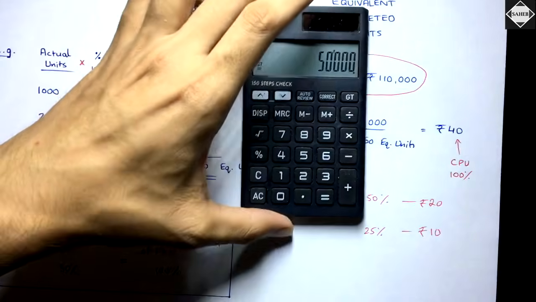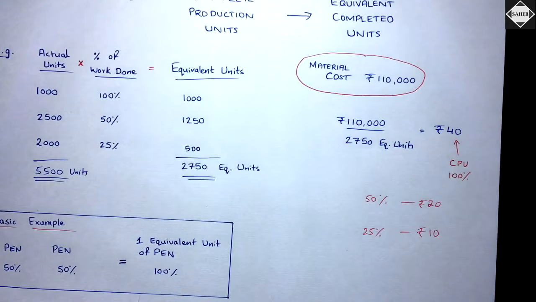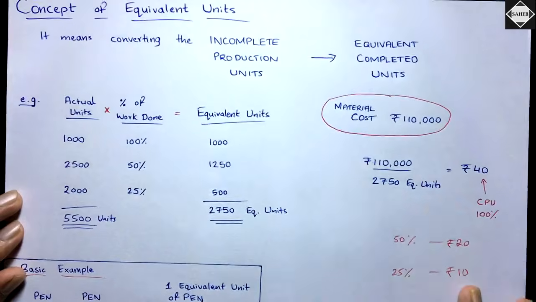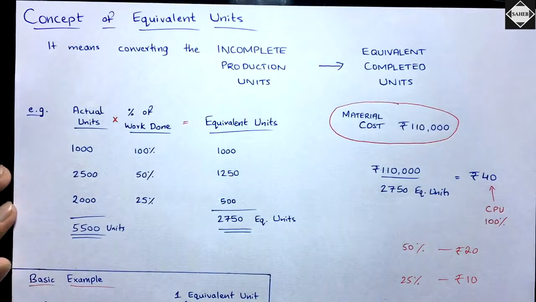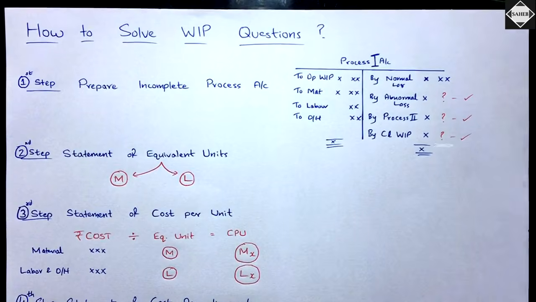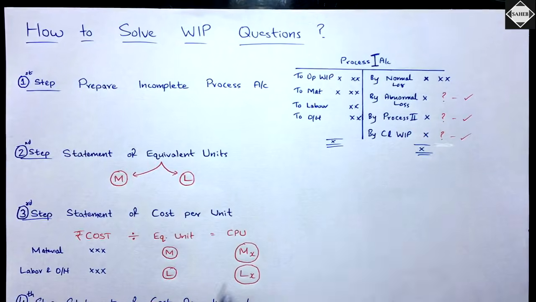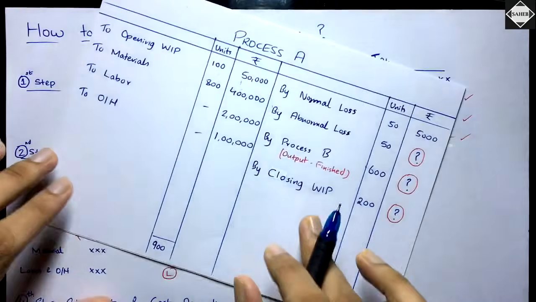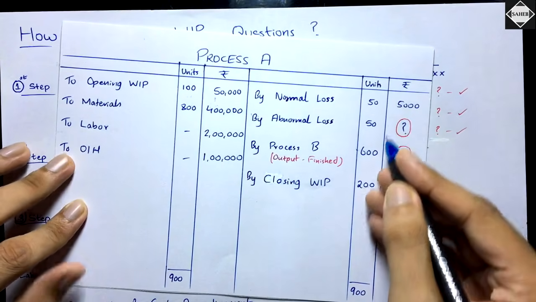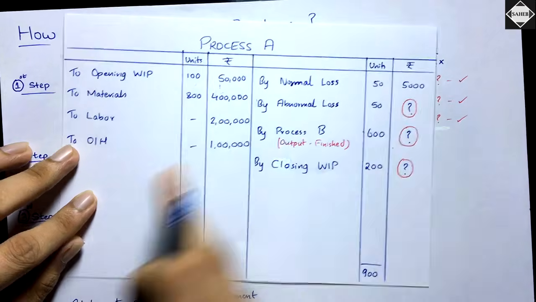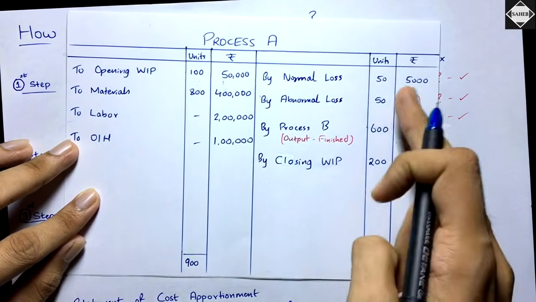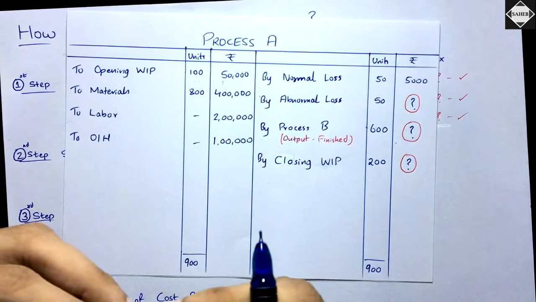Now let's understand how we are going to solve those WIP questions. We're just going to see the technique, just an overview, and then we will end this video. Now see here how to solve a WIP question. The first step is to prepare the incomplete process account. Now the process account will be the same thing, right? Whatever you were doing till now, you have to do the same thing. Are you going to do anything differently? Of course not. But the problem you will have is you will not be able to value these three different items, or if you have abnormal gain, you'll not be able to value these three different items, and you have to use a different approach.